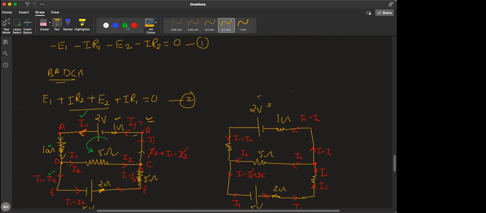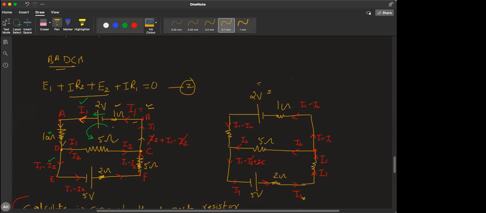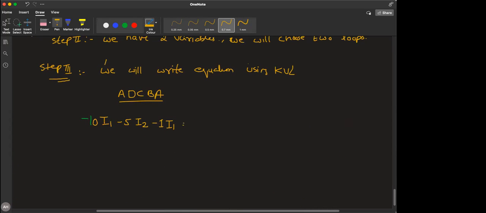Then let's move on to this. You're going from negative to positive. This is a rise. So how much will be the voltage if you're going from negative to positive? Plus 2. So rise in potential, plus 2, equal to 0.